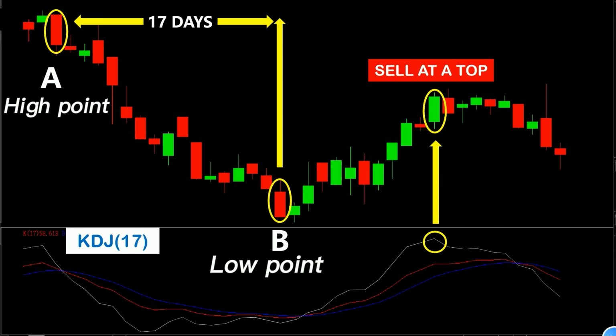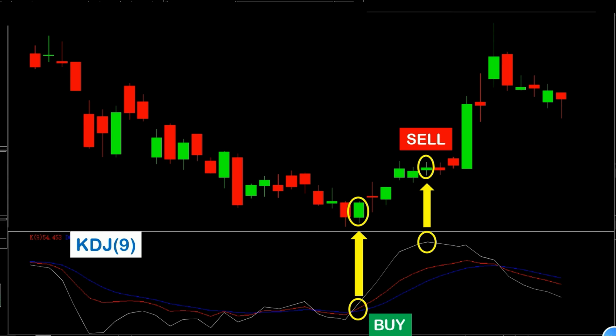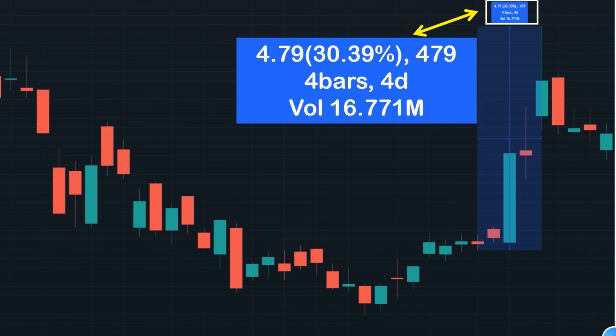So do you get it now? No? Okay, let's see another example. According to the default parameter KDJ, we buy at this golden cross, and then here the KDJ gives a sell signal. However, the price soared by 30% after we sold.